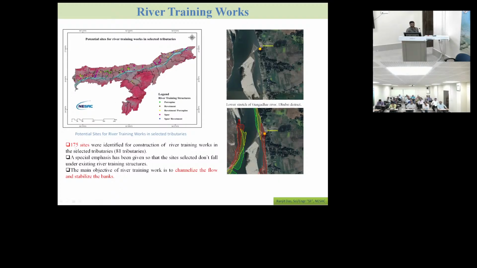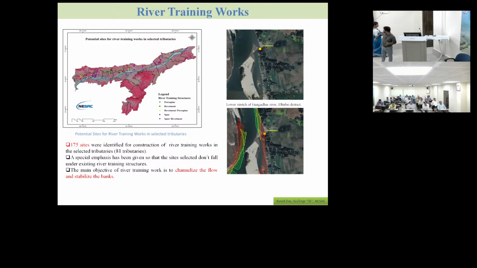This is 175 sites identified for construction of river training works in the selected tributaries, out of 81 tributaries. We are not very experienced, we don't have this kind of practical knowledge. But with very minimal knowledge, with sufficient documents and sufficient data, it's actually a very good exercise, because I am not experienced in this direction.